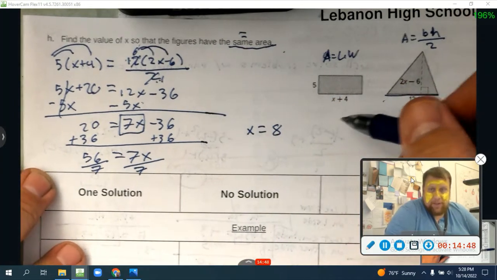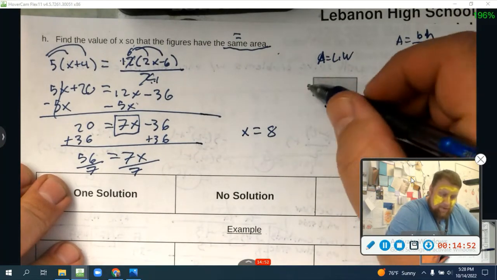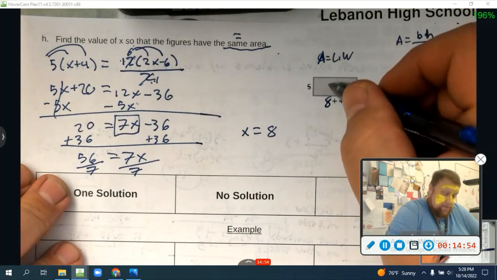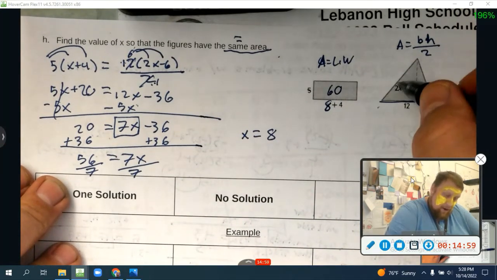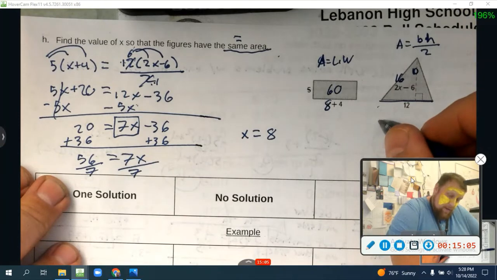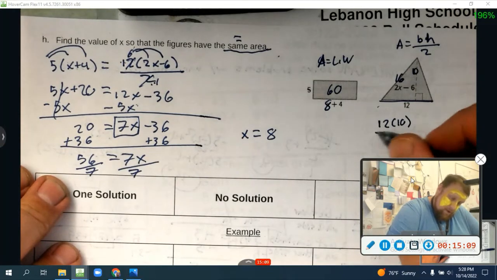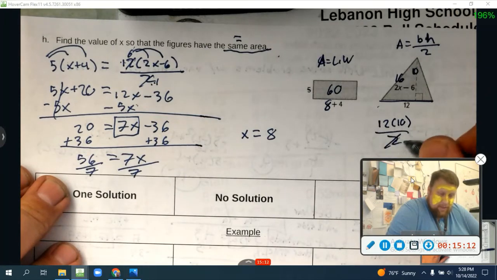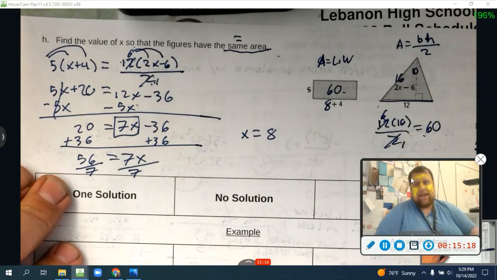And just to prove that this worked, because I want you guys to see it, if I put in 8 right here, 8 plus 4 is 12. 5 times 12 would be 60. Let's see what it is here. If I put in 8 here, I'm going to get 2 times 8 is 16. 16 minus 6 is 10. So I would have a base of 12 times a height of 10 over 2, which we know is going to be 6. 6 times 10 is 60. Look at that. They came out as the same.